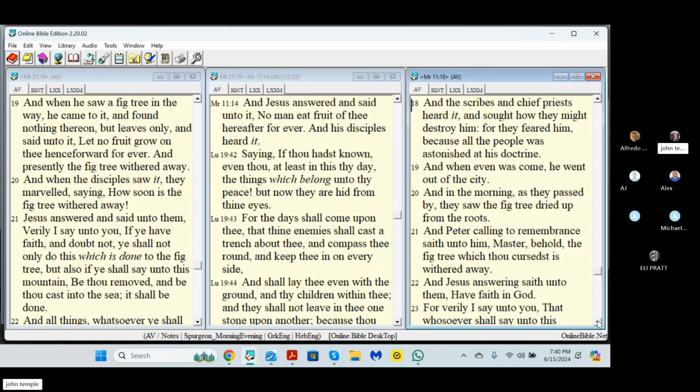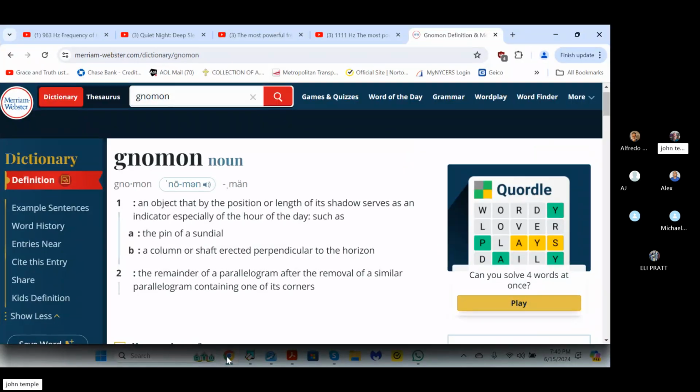Another theory is that it came into being as an etiological, I never saw that word, etiological legend explaining a prominent withered fig tree. Etiological, I should look that up. Maybe you look it up for me. Oh, here we go.